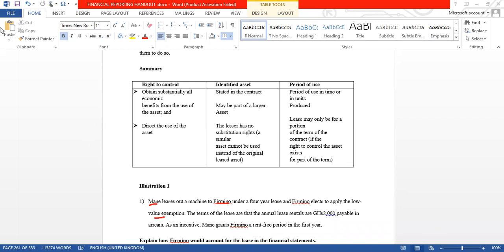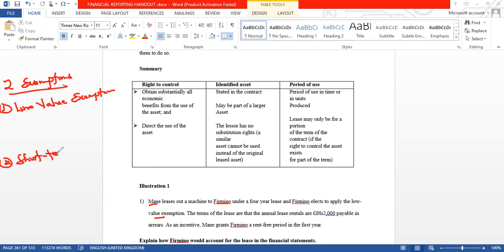There are 2 exemptions embodying this. Number 1, we are talking about the low value exemption. And number 2, we are talking about short-termism.